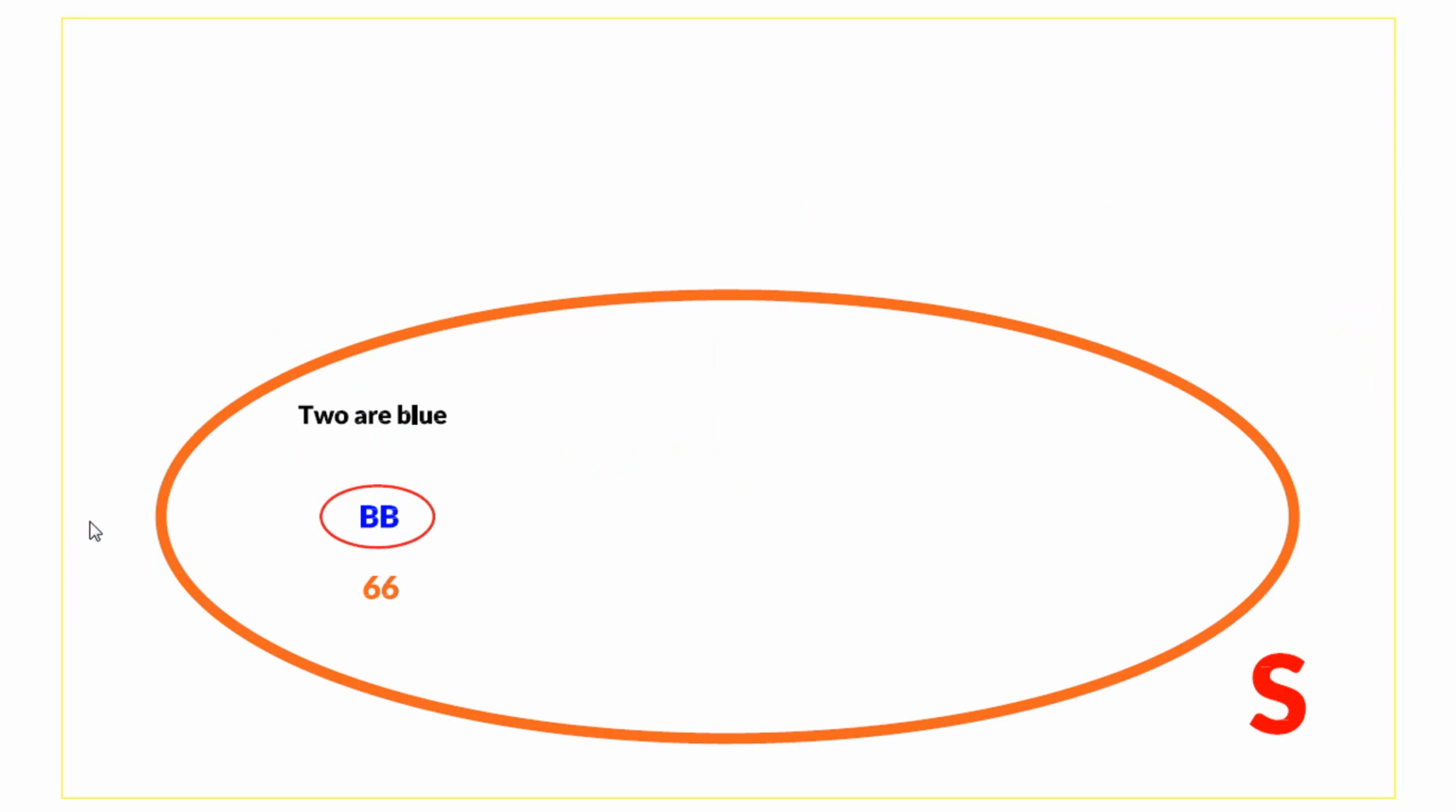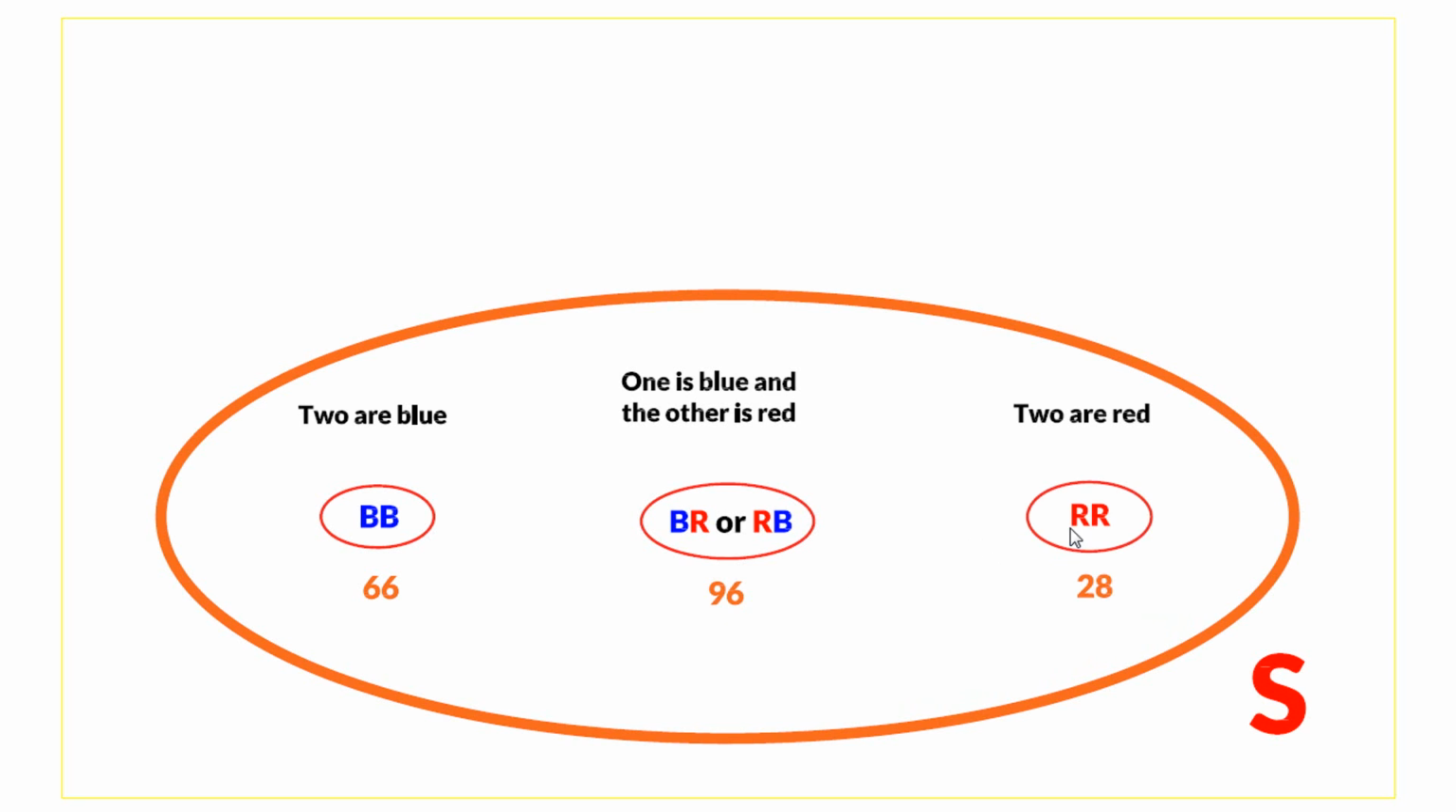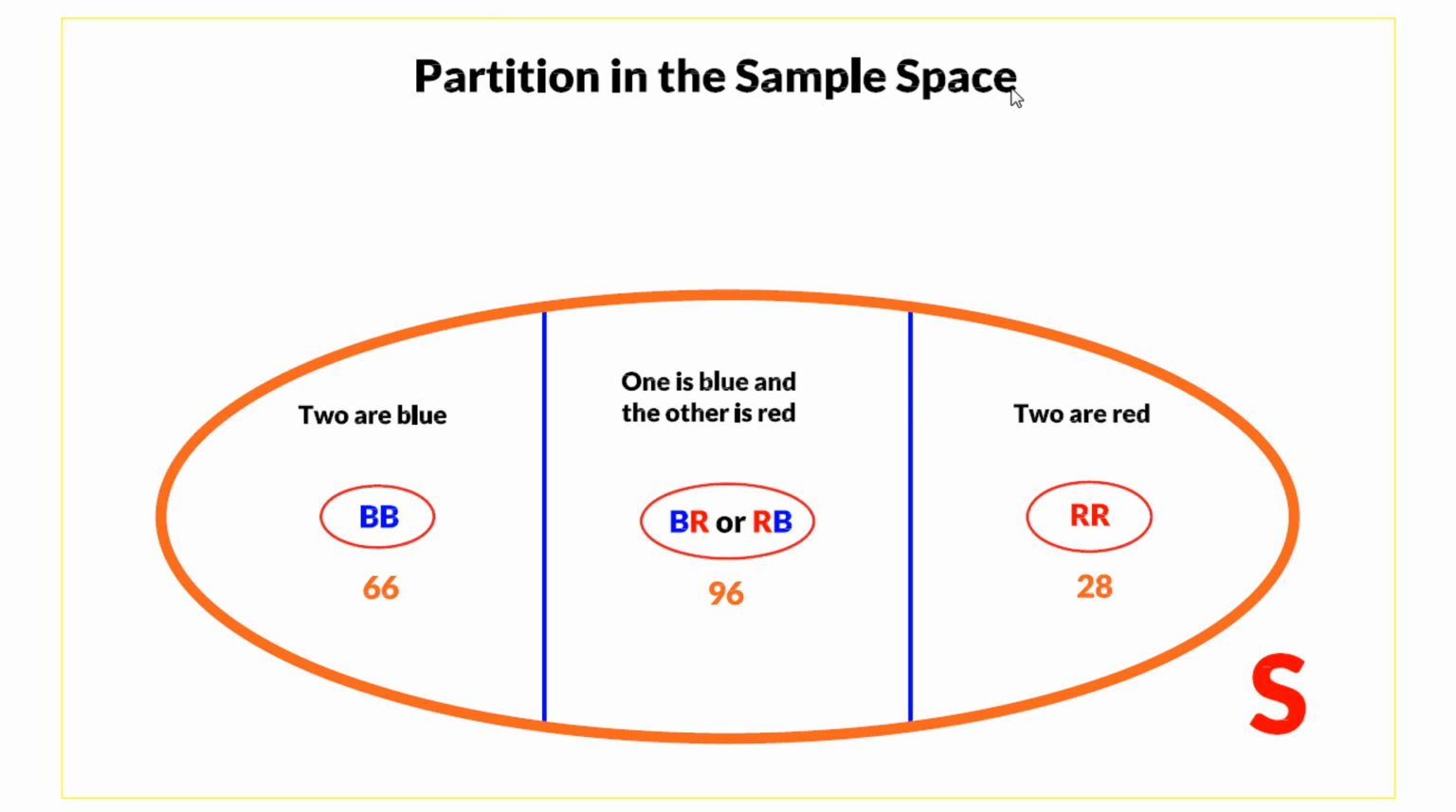So now let us look at the sample space and the events in it. So we have the event of sampling 2 blue with a number of 66 possible outcomes, and sampling blue red or red blue with a total number of outcomes 96, and we have the event of sampling 2 red with a number of outcomes 28. So we divided the sample space into 3 subsets with these 3 events, and the union of all these events will create also the sample space. So we created a partition in the sample space using these events.